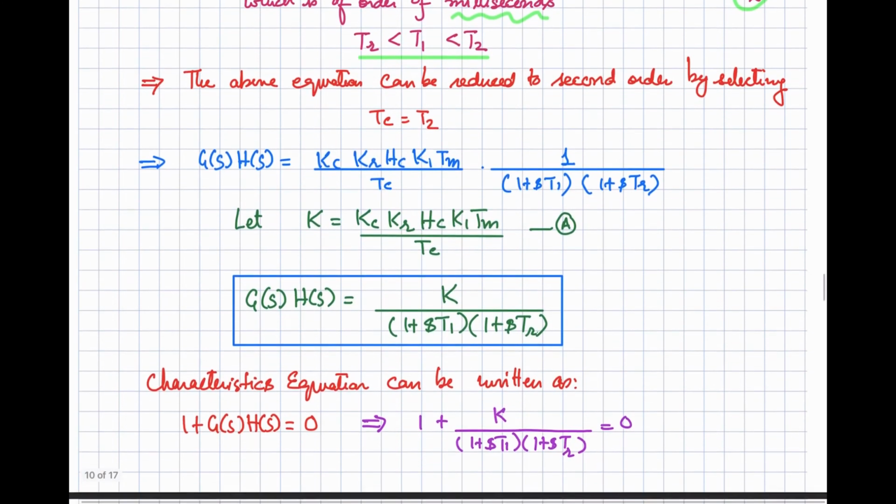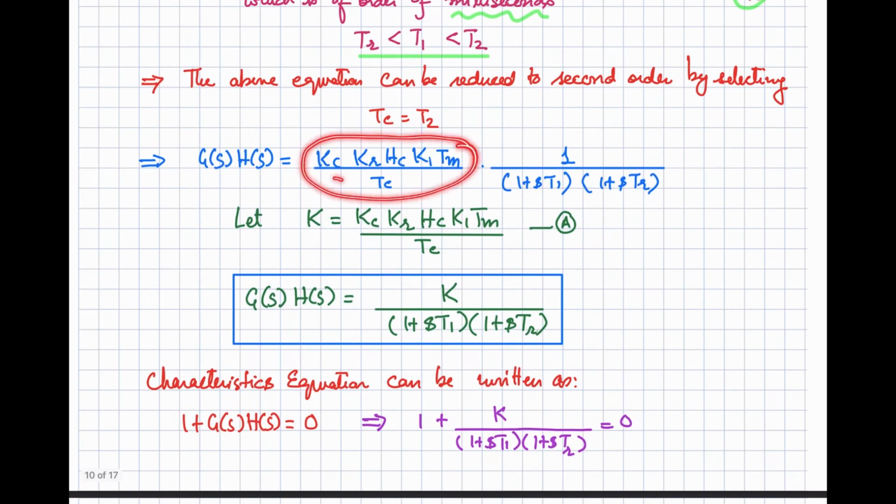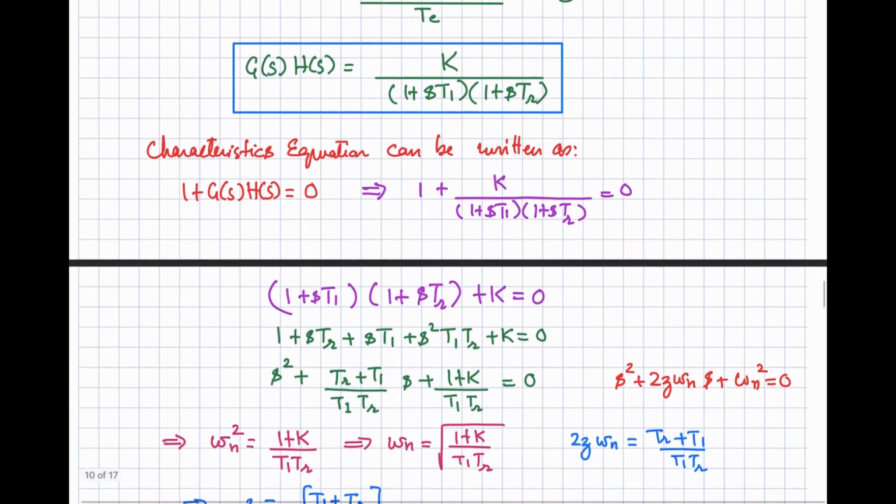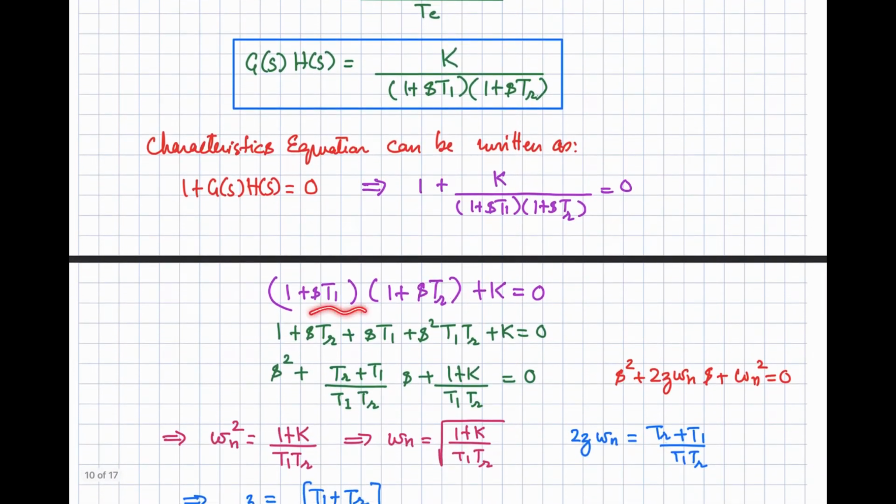So let's suppose that this term is represented as K. So we can write down this expression like this. Now if we look at the characteristic equation considering the closed loop, we can write it like that: 1 plus G(s) H(s) equals 0. So 1 plus this term will be equal to 0, and then simplifying this one, we can write down this equation.